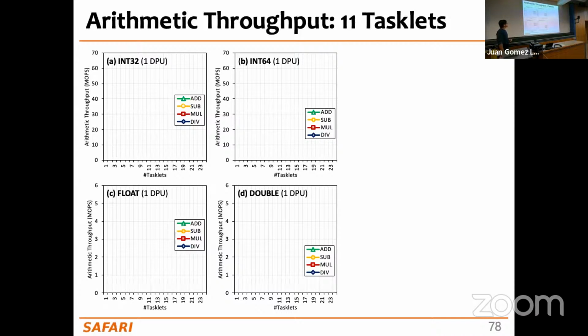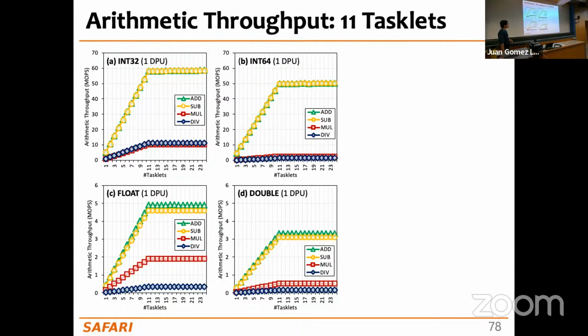And by using this simple code, we measure the arithmetic throughput. Arithmetic throughput is on the y-axis for different numbers of tasklets between 1 and 24, for different data types and operations: float, double, int32, int64, and for different operations: addition, subtraction, multiplication, and division. This is how the results look for addition and subtraction. This is multiplication and division, and this is for the rest of the data types.